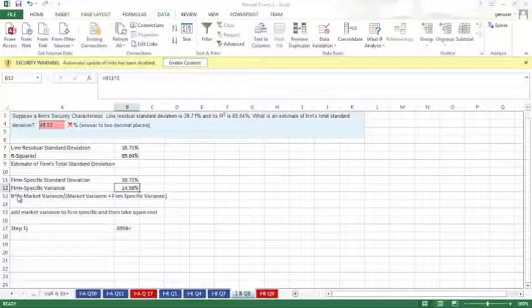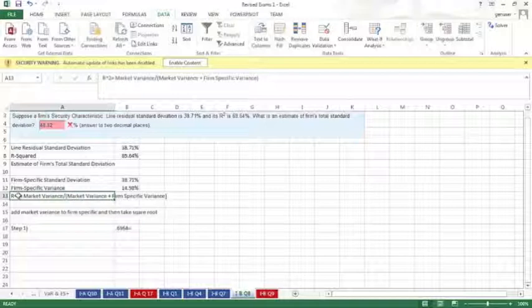And the formula for R squared is market variance divided by the quantity of market variance plus firm specific variance. And we are given the R squared of 69.64%, as well as the firm specific standard deviation. However, we need to transition that firm specific standard deviation into the firm specific variance.